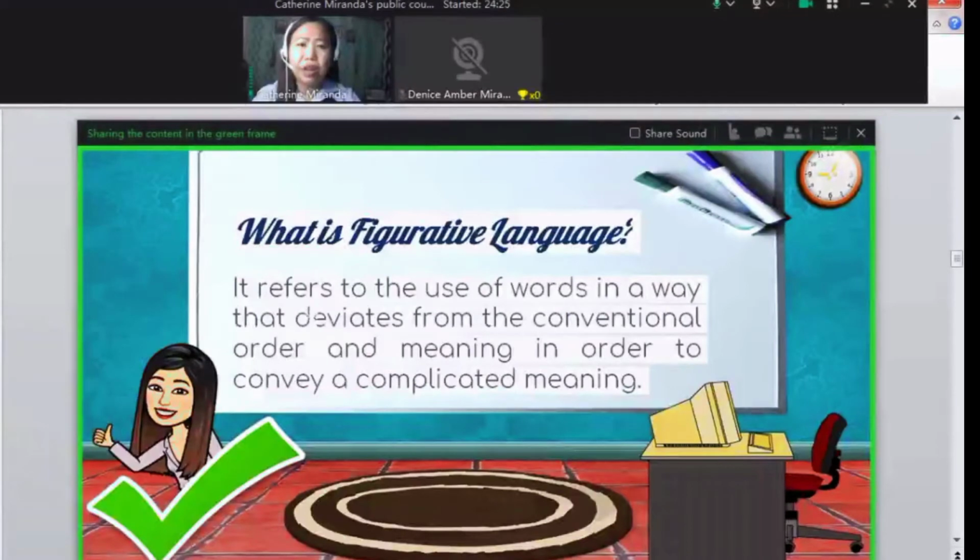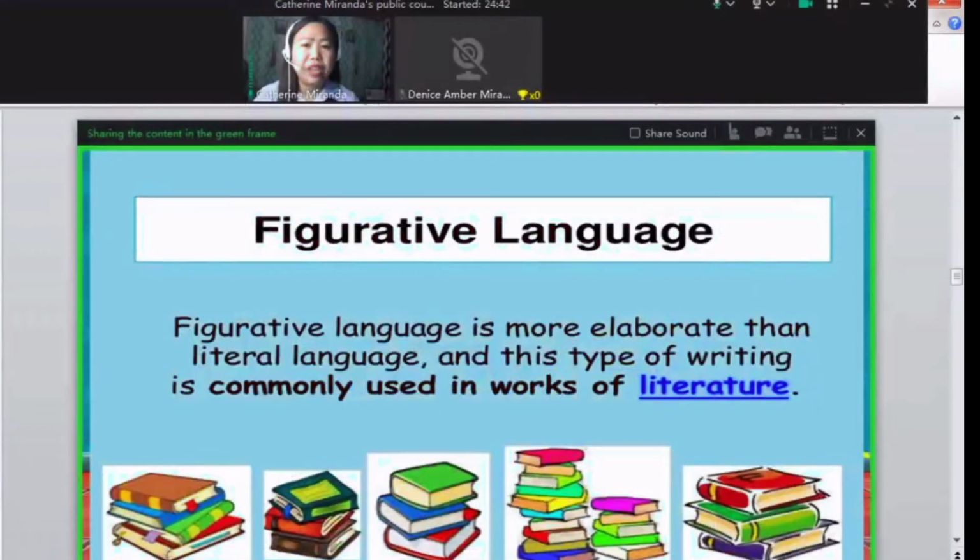Another thing about figurative language is that it refers to the use of words in a way that deviates from the conventional order and meaning in order to convey a complicated meaning. Figurative language is also more elaborate than the literal language, and this type of writing is commonly used in works of literature.